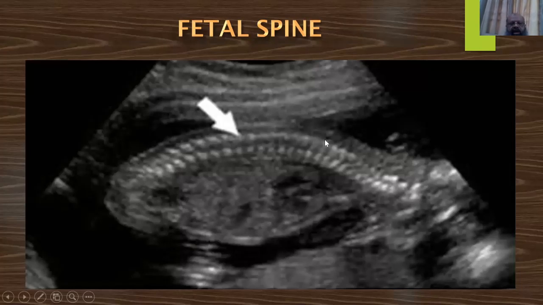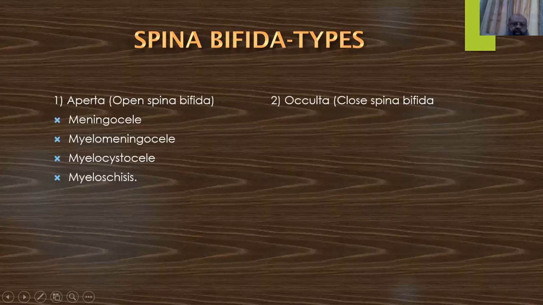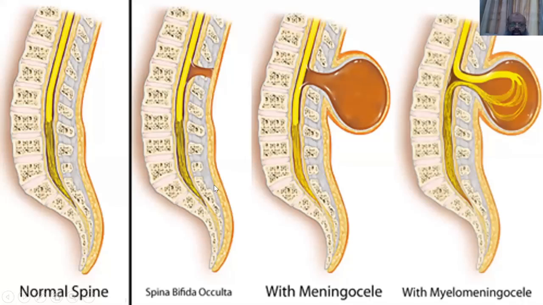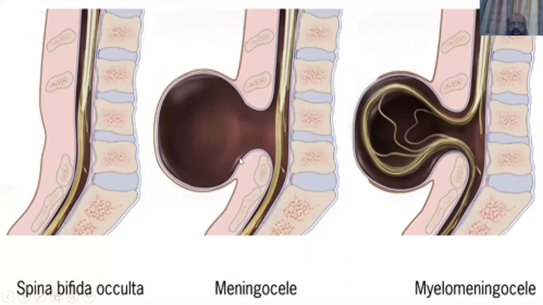In the spine, we have to see the spine longitudinally and then transversely at different levels, at least at 3 levels: the cervical region, the thoracic, the dorsals and sacrals. We can have different types. This is a normal spine, the spina bifida occulta with meningocele and with meningomyelocele, in which spinal tissues are also there. This is meningocele and meningomyelocele.